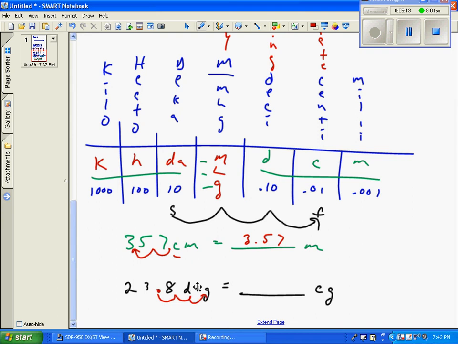Now, since there's empty spaces here, put zeros there. We're going to go 2, 3, 8, just like we started with, and I've got 2 empty spaces, so I'll add 2 zeros on here. Go back, put my comma in. 23,800 centigrams is the same as 23.8 decagrams.